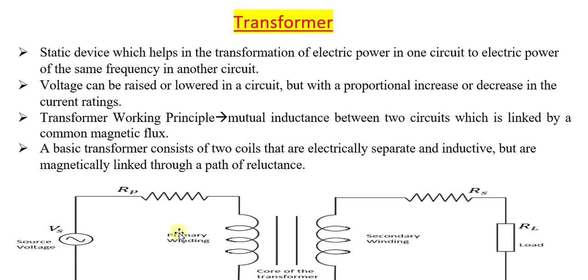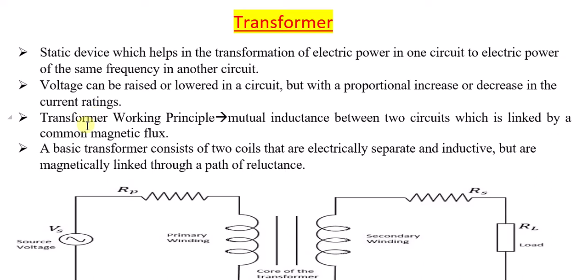So the voltage can be either increased or decreased in a circuit, but with a proportional increase or decrease in the current rating, as voltage definitely depends on current, right? With the proportional increase or decrease in the voltage, there will definitely be a proportional increase or decrease in the current ratings. That is obvious, correct? This is the way a transformer works. I hope it is clear.